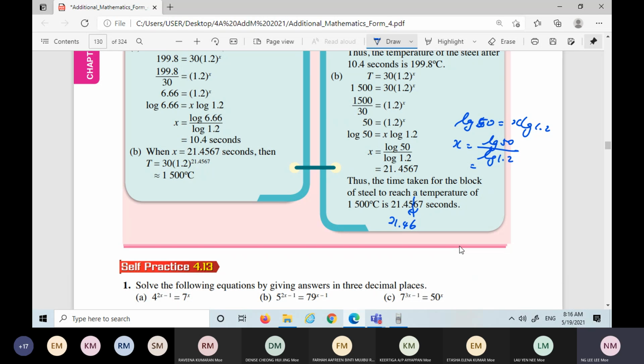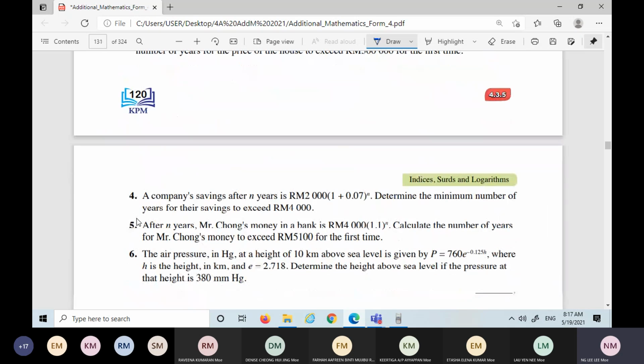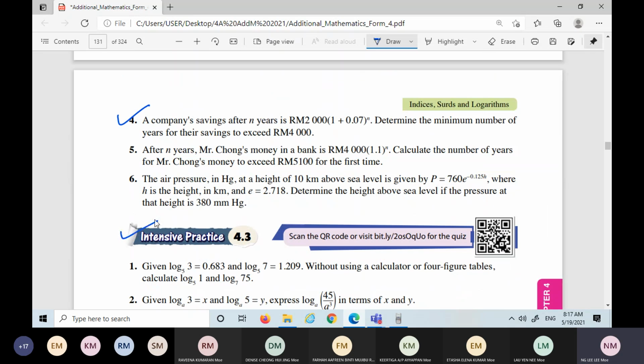Finish? So you have a weekend, I give you more work. This one as homework. This one no need to do, or you can copy if you want. This one I'll explain to you, I will do for you. And 4, 5, 6 you can do. This one also, this one also.